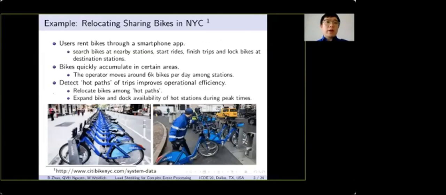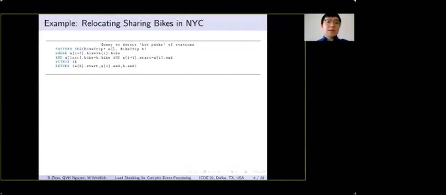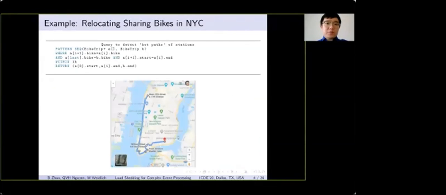We explain a CEP query by an example of bike sharing in New York City, where users rent bicycles through a smartphone application. They search bikes at nearby stations, start rides, finish trips, and log bikes at destinations. Bikes may quickly accumulate in certain areas. Therefore, the operator moves around 6,000 bikes per day among stations. To improve operational efficiency, we detect hot paths of trips. The operator should relocate bikes among hot paths. This query specifies a pattern that the previous trip's end station is the next trip's start station within 1 hour. One hot path is illustrated in this figure.